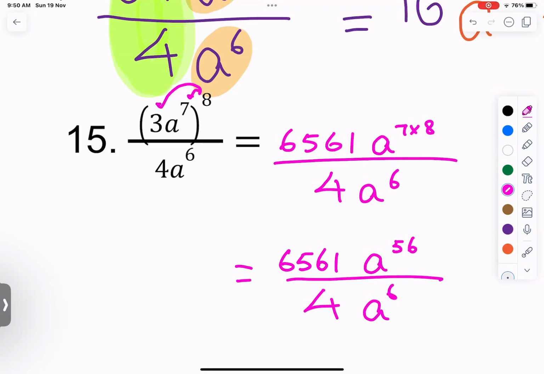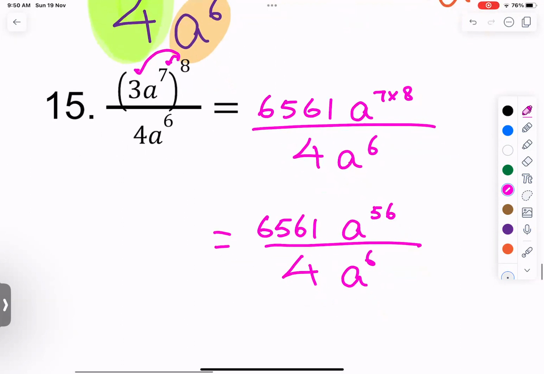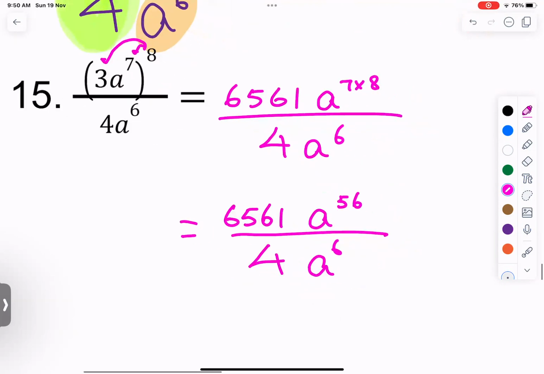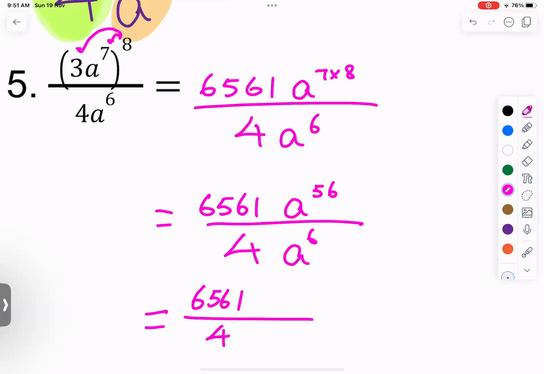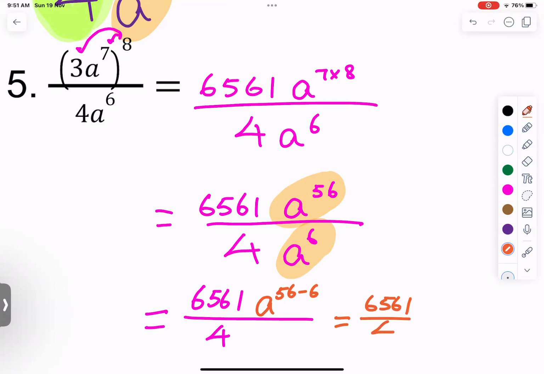Now, can 6561 be divided by 4? Now, they can't be further simplified. They both can't be divided by 2. They both can't be divided by 4, so nothing can be done. So they just keep it there. How about for A's? Which one is bigger? The upper one. So 56 minus 6, which is 50.